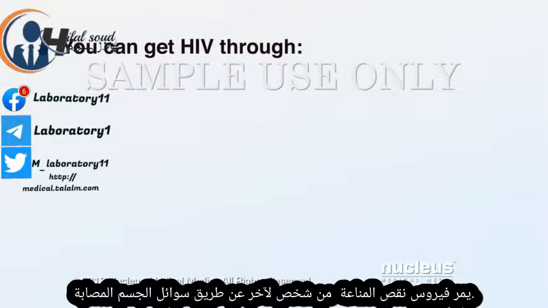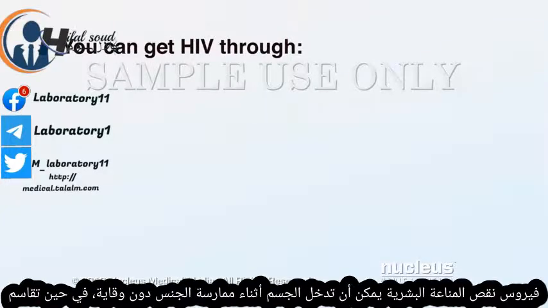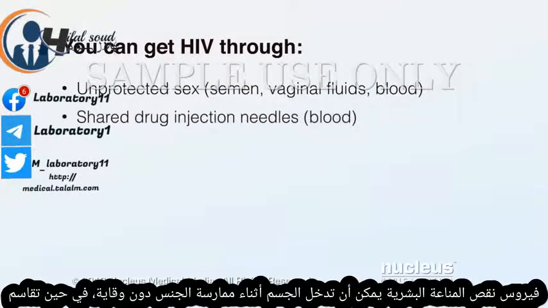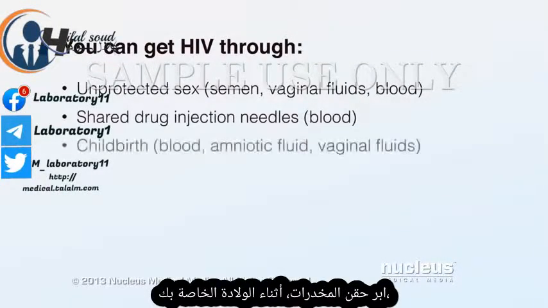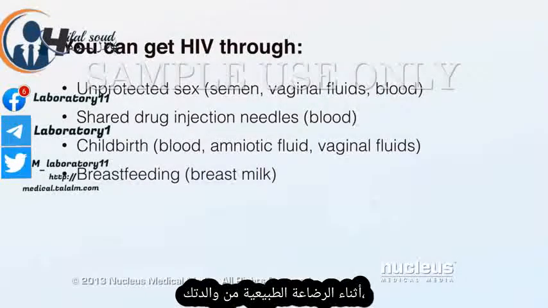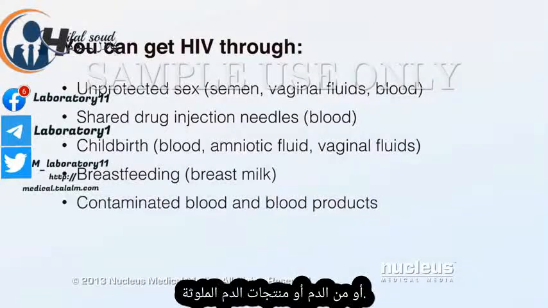HIV passes from person to person through infected body fluids. HIV can enter your body during unprotected sex, while sharing drug injection needles, during your own childbirth, while breastfeeding from your mother, or from contaminated blood or blood products.